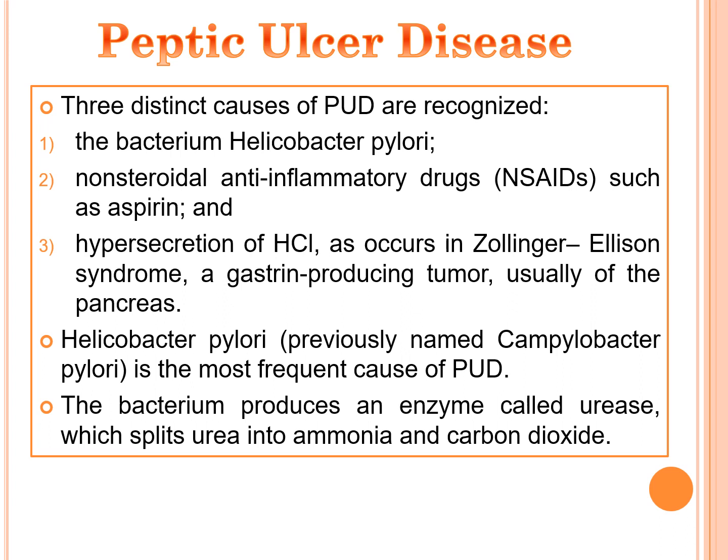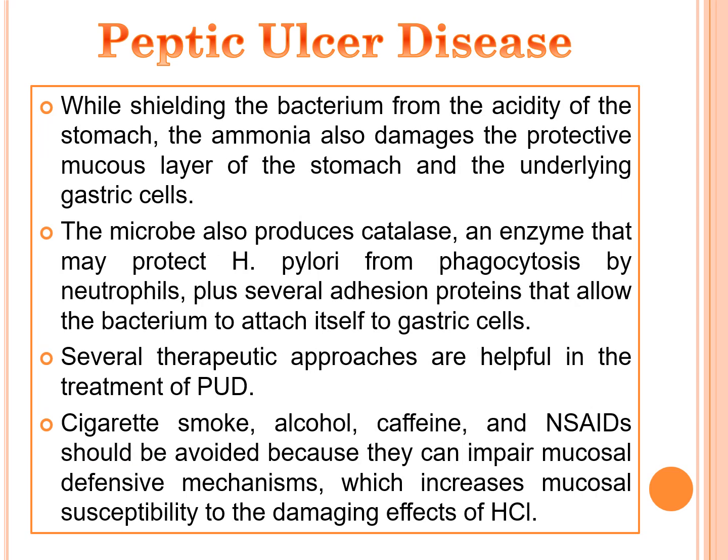The bacterium produces an enzyme called urease, which splits urea into ammonia and carbon dioxide. While shielding the bacterium from the acidity of the stomach, the ammonia also damages the protective mucus layer of the stomach and underlying gastric cells. The microbe also produces catalase, an enzyme that may protect H. pylori from phagocytosis by neutrophils, plus several adhesion proteins that allow the bacterium to attach itself to the gastric cells.